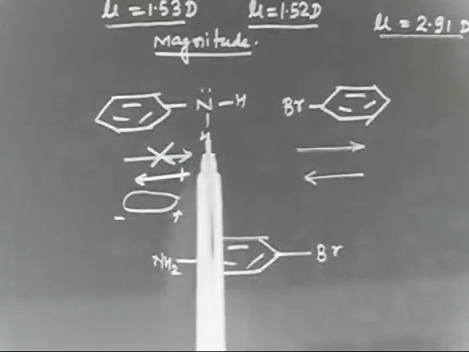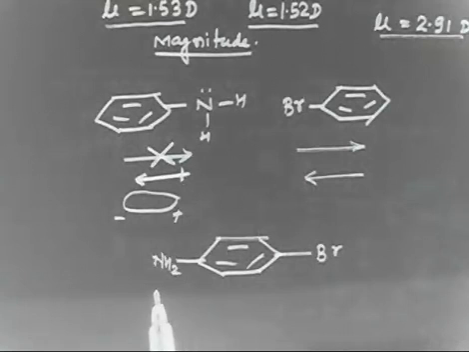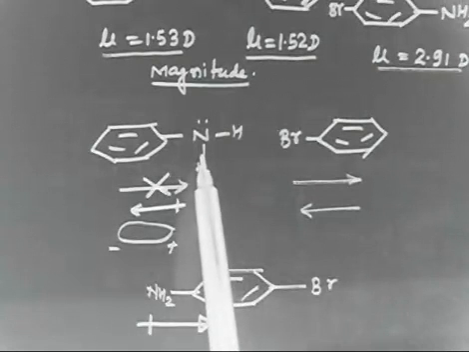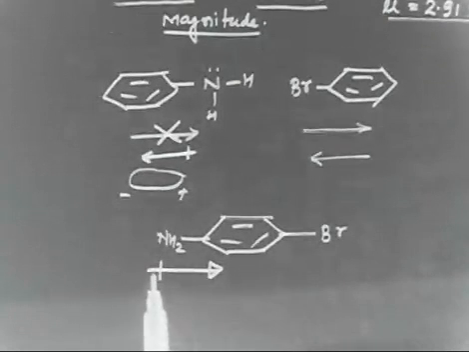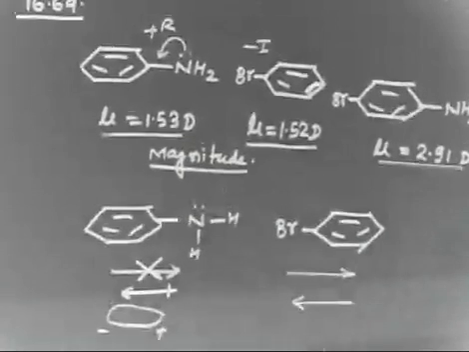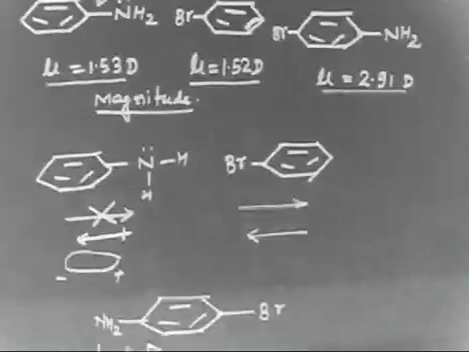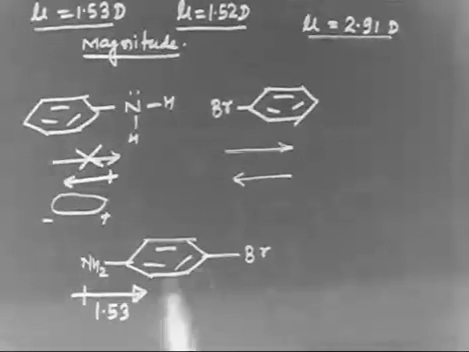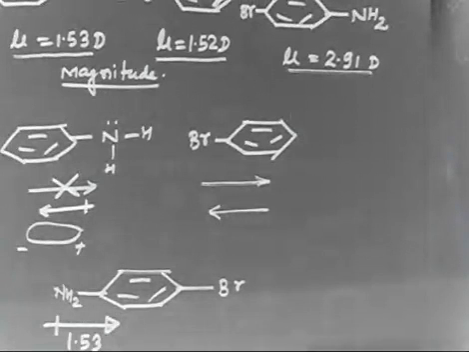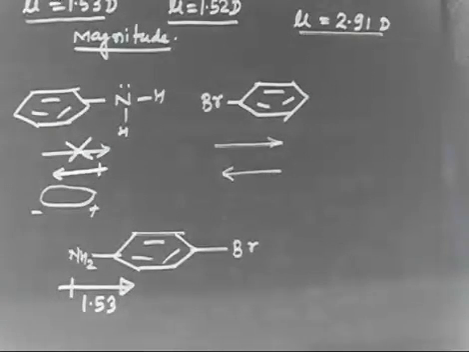Now I have decided for NH2 positive charge from nitrogen, direction of dipole moment is this, because I have decided in aniline nitrogen is a positive center. So if nitrogen is a positive center, this is the direction of dipole moment, and the value is 1.53 D. You see in your copy, this is 1.53 D. Now for this molecule, what is the total dipole moment? You can see here, this is 2.91.